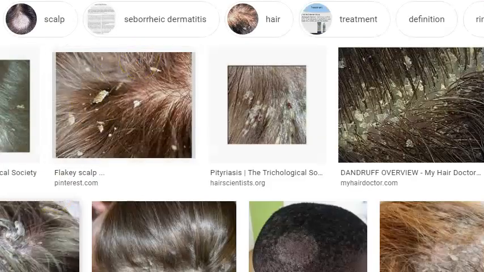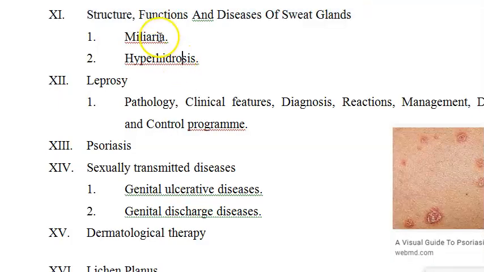That's all. Then diseases of sweat glands: the structure, function and diseases of the sweat gland. What did we see earlier? That was the sebaceous gland, the oil secreting one, right? Now sweat glands, which secrete sweat. Miliaria, not like malaria, it's miliaria, and hyperhidrosis. Let's look at these.